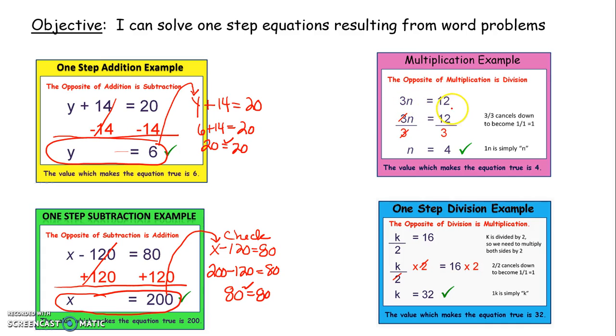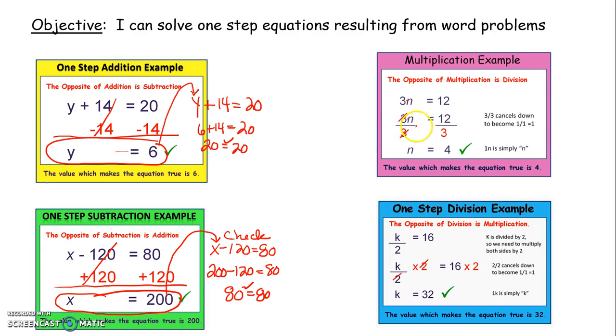Here's a multiplication example. If this is 3n equals 12, you need to know that means 3 times n equals 12. How do we undo multiplication? We undo multiplication with division, because the opposite of multiplication is division. So to get n all by itself, how do we undo it being multiplied by 3? We divide the left-hand side of the equal sign by 3. If we're dividing the left-hand side by 3, you go to the right-hand side of the equal sign. You must also divide that side by 3.